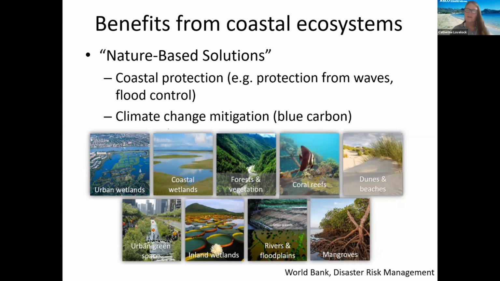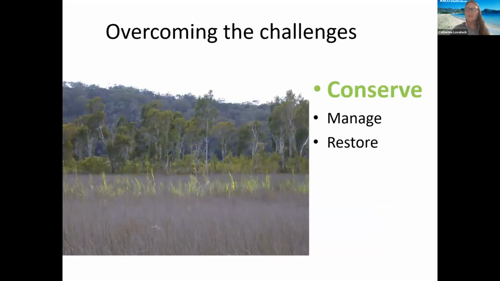So, and then more recently for climate change mitigation, and that's been called blue carbon. So these have been advanced as solutions by all sorts of agencies, and the diagram from the bottom of the slide is from the World Bank. So somehow we have to overcome these challenges and really embrace these nature-based solution ideas. The ways that we can do this are threefold. We can conserve what's remaining, we can manage it better, and we can restore what's been lost.